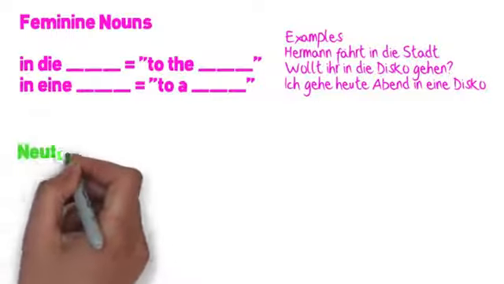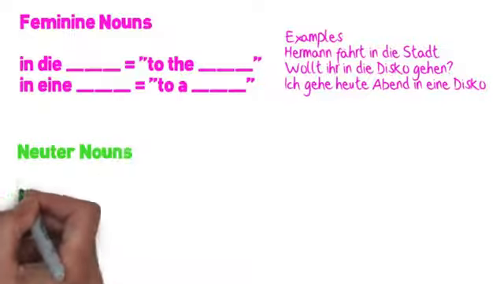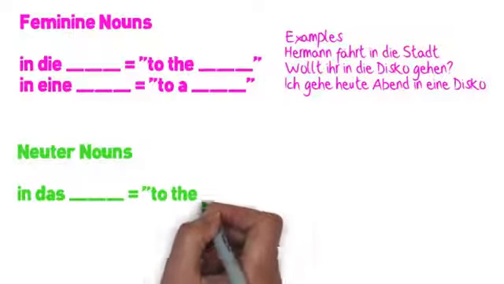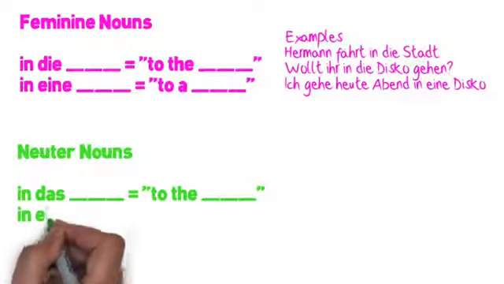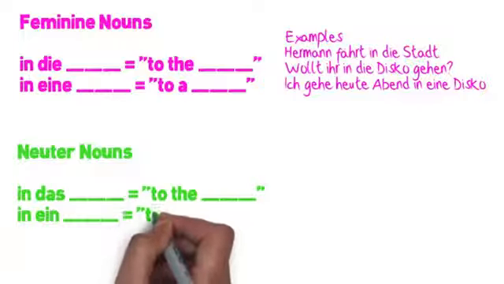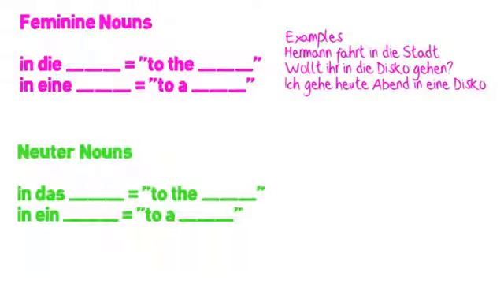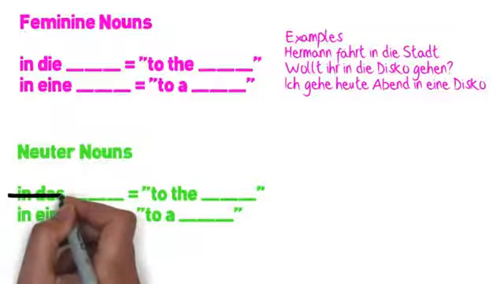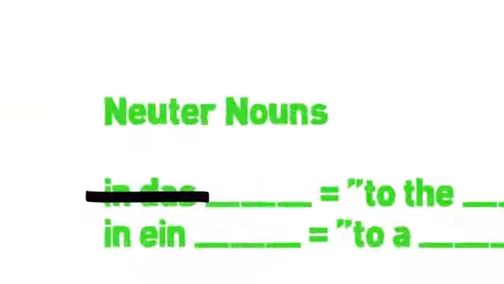With neuter nouns, my options should theoretically be in das for to the and in ein for to a. However, Germans use the contraction ins instead of in das. They take the s from das, add it to in, and you're left with ins. Here's how this looks in context.